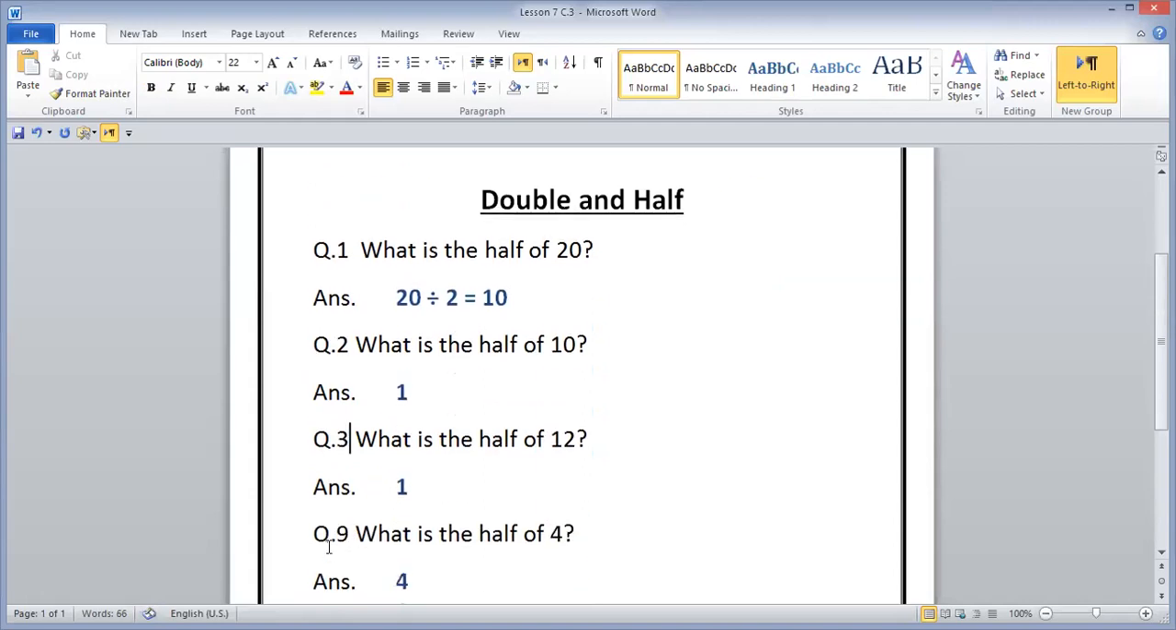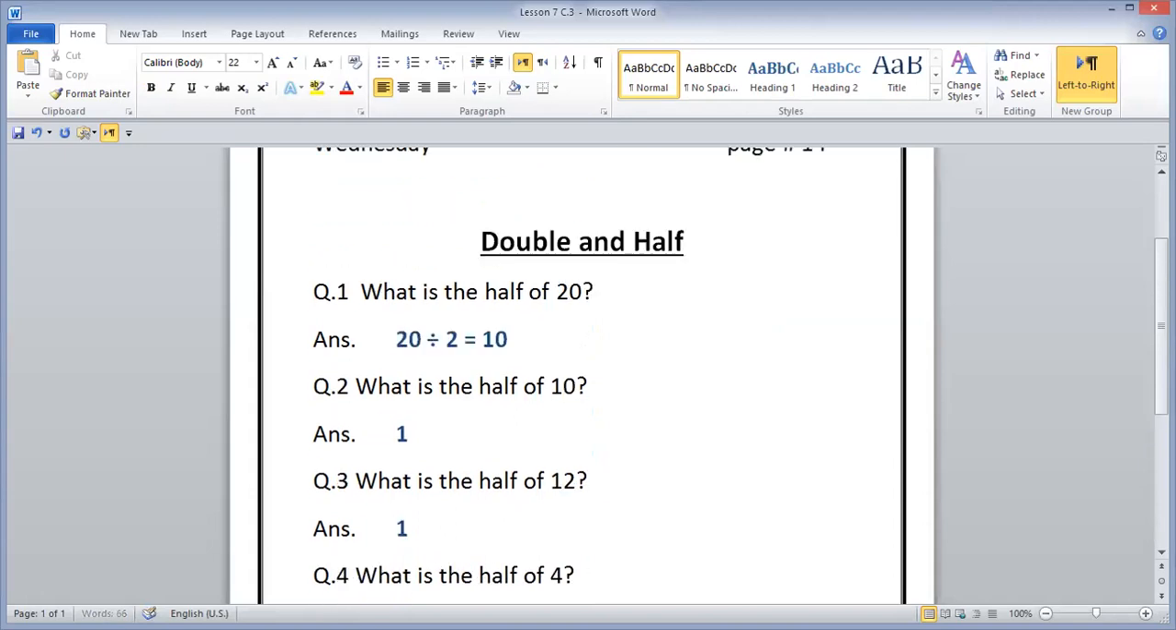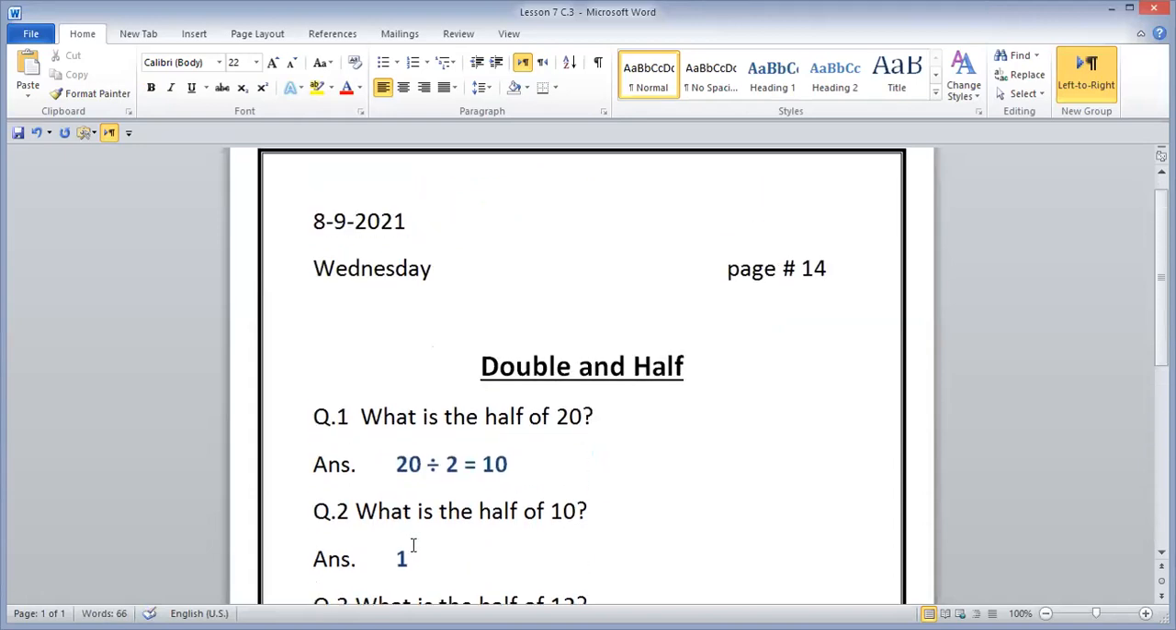Now question number 2. What is the half of 10? This is very easy, guys. What is the half of 10?